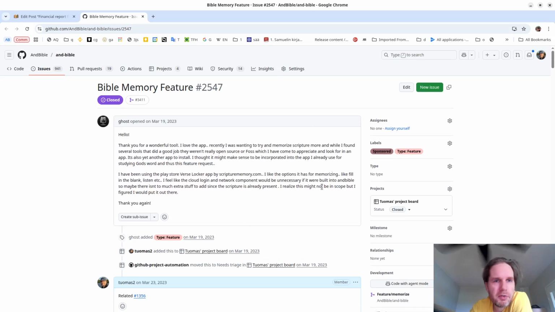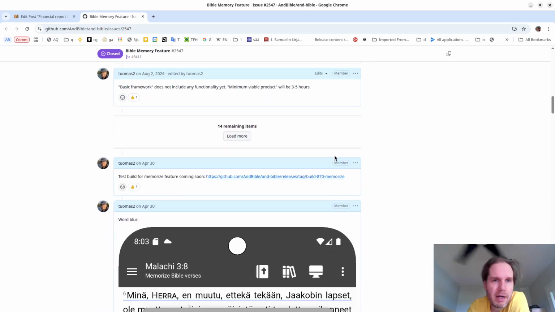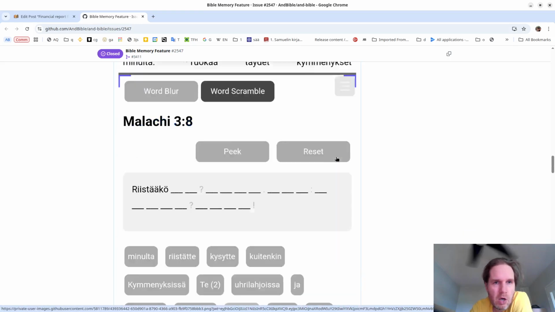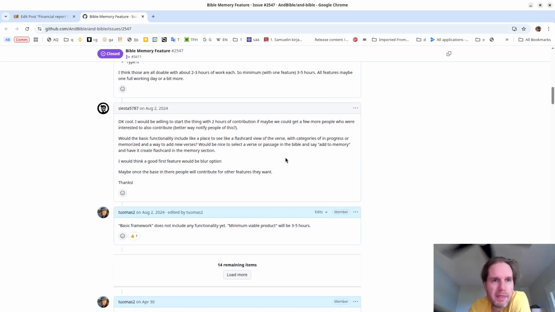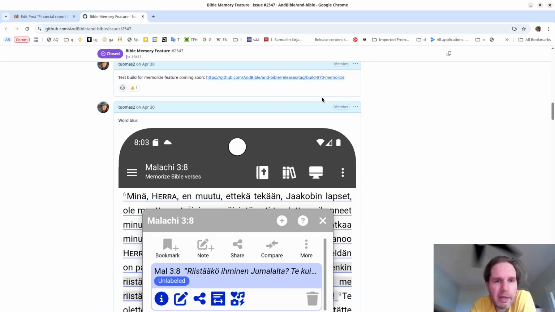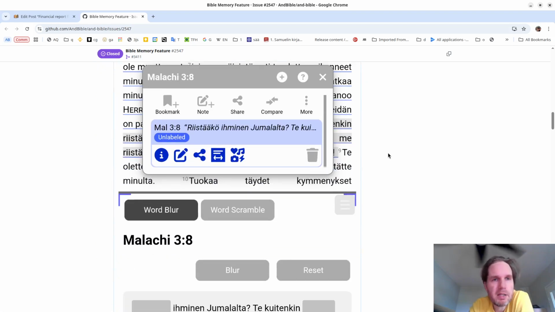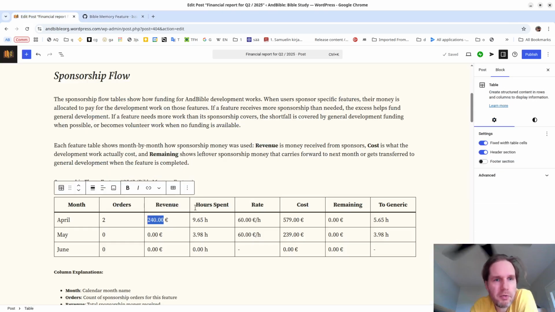First of all, the feature was requested and there was some discussion, and then I was asked to make an estimate of the ticket, and then two people essentially agreed upon funding the feature with my estimate, which was 240 euros.